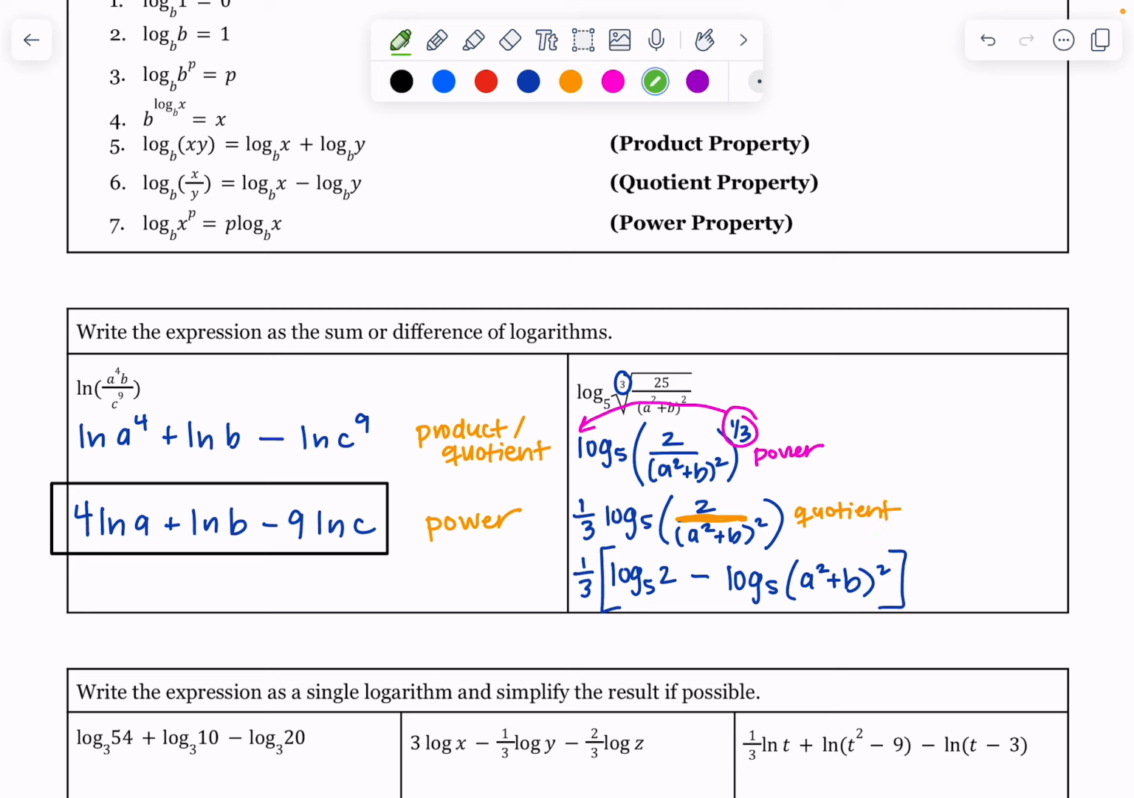I'm going to apply the power rule again by taking this 2 into the front of this log. So I'm going to have 1/3 of log base 5 of 2 minus 2 log base 5 of a squared plus b squared. I'm going to leave it at that because we don't have a property that deals with addition inside a logarithm. So that's probably the best answer. I think the textbook would take this. They might make you redistribute that 1/3 in there. That should be good. Let me write power rule here so you remember what we were doing.